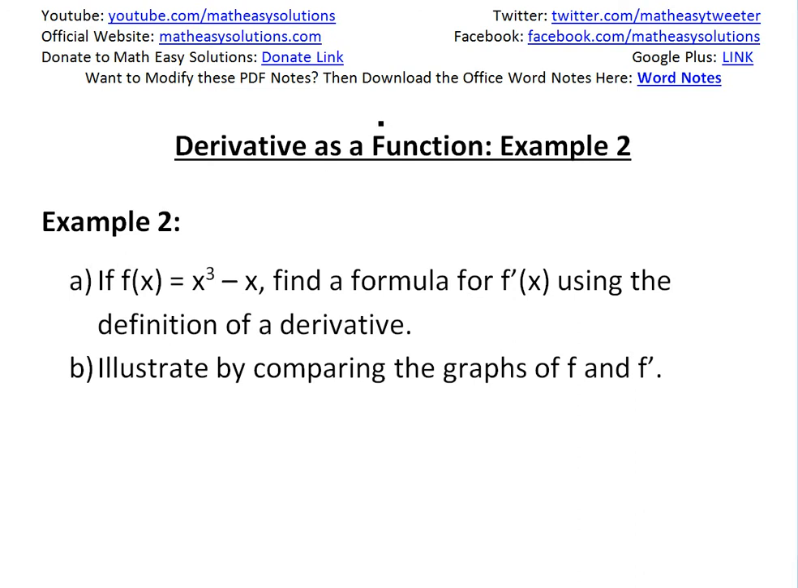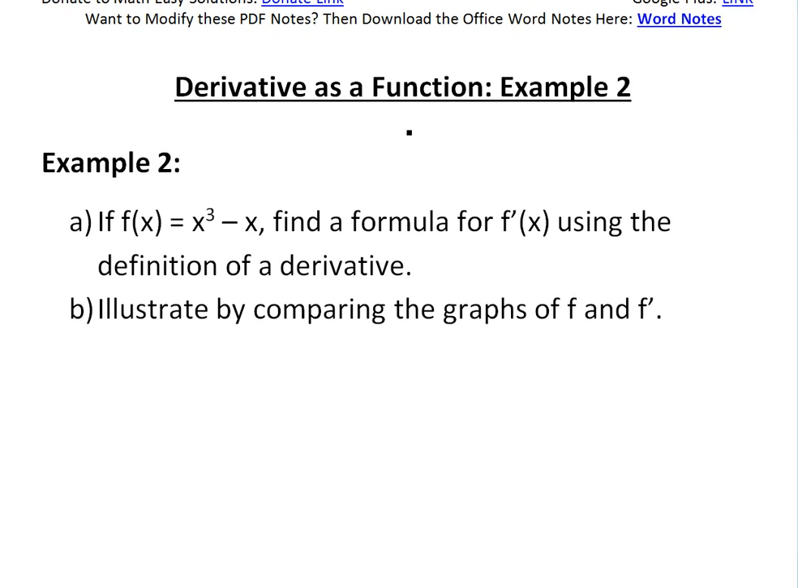Here to discuss further into derivative as a function and look at example 2 of this video series. You can see the earlier videos in the video links below. Basically, this example goes like this.